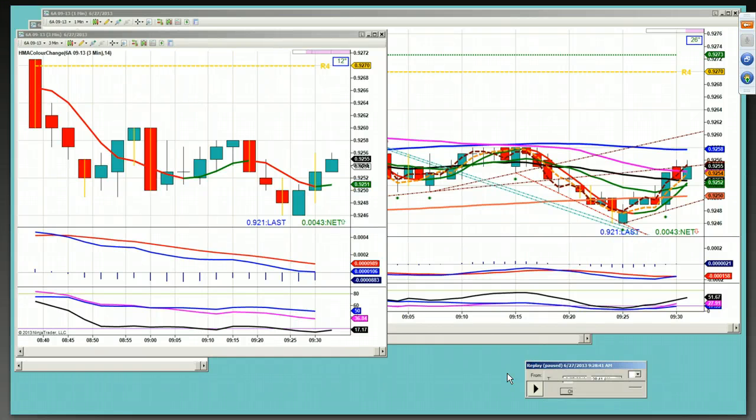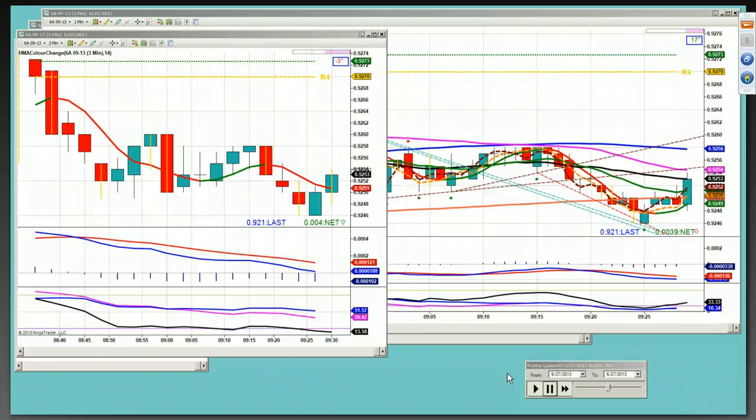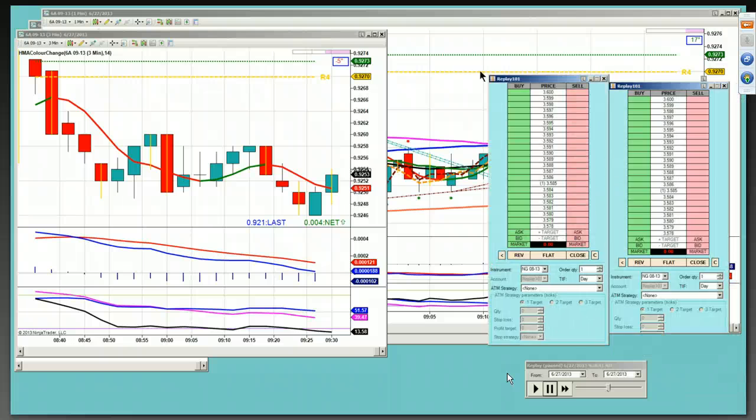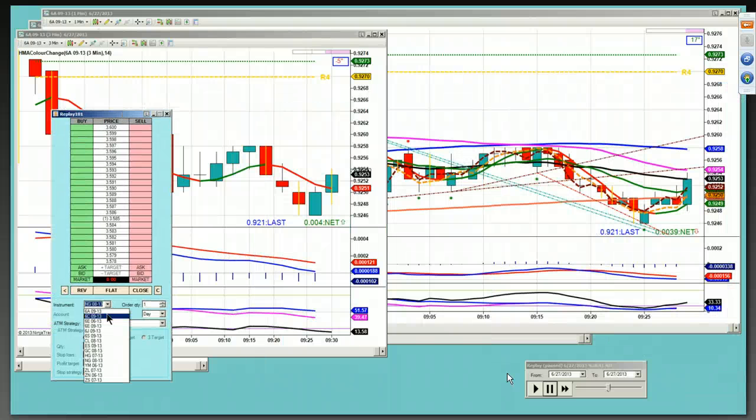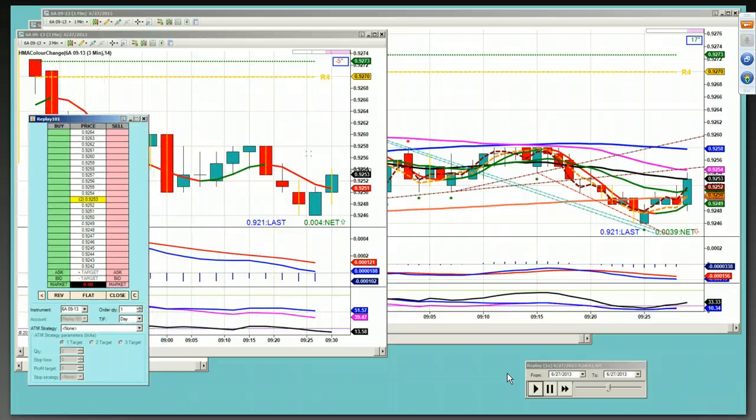Okay, so I'm going to pull up my little DOM, and then I can show you. Here's my DOM. I can show you the 2 different types of execution. Okay, so here we are.